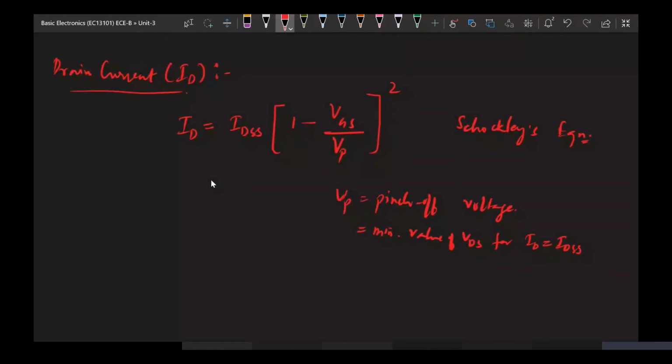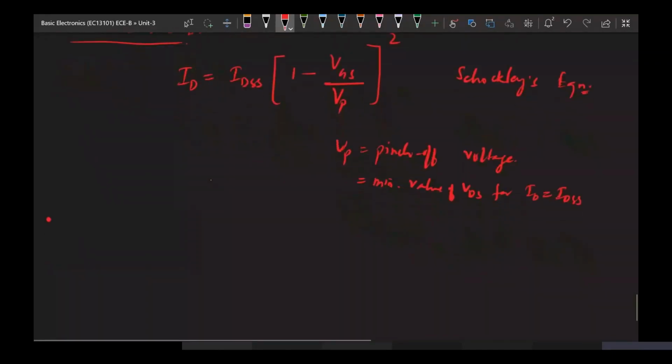Okay, so here this ID is related with the square of 1 minus VGS divided by VP. That means it is dependent on the square of the VGS voltage, in one respect. So we also call FETs a square law device, because the voltage and current equation is defined such that the current is defined in terms of the square of the voltage.